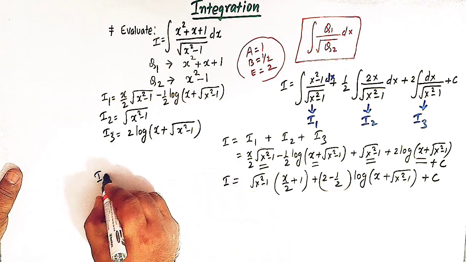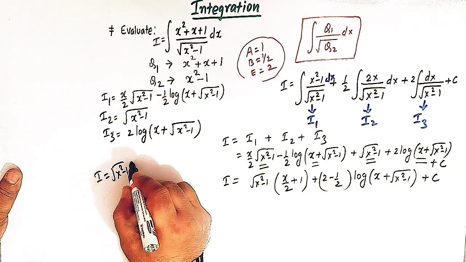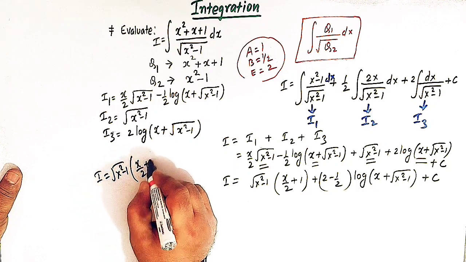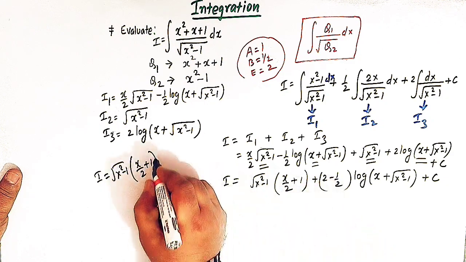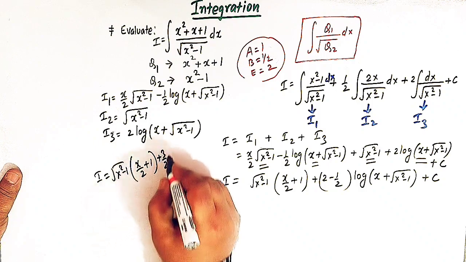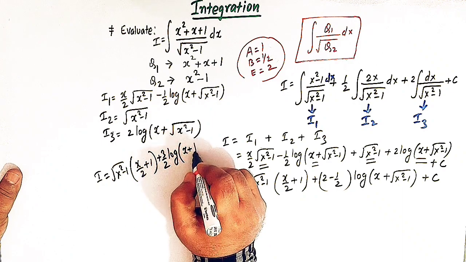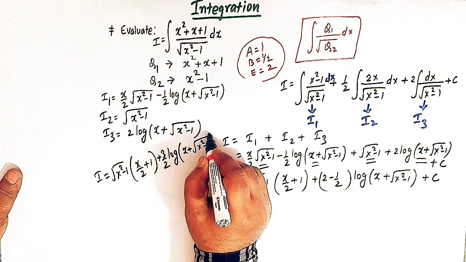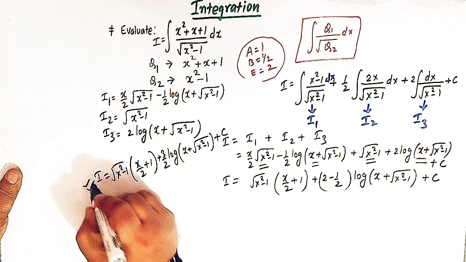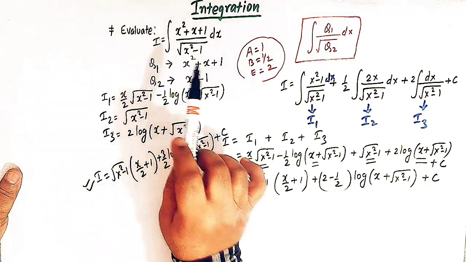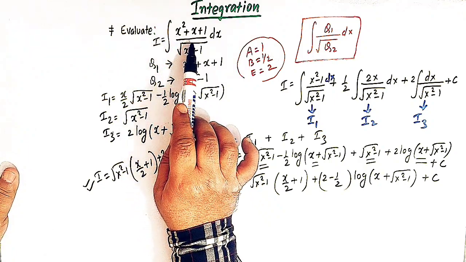So now we can rewrite this integral I as the square root of x square minus 1, x over 2 plus 1, and here we have 4 minus 1, that is 3. So this is 3 by 2 log, and here we have x plus square root of x square minus 1 plus c, right? So this is the required expression for the indefinite integral of this function, right?